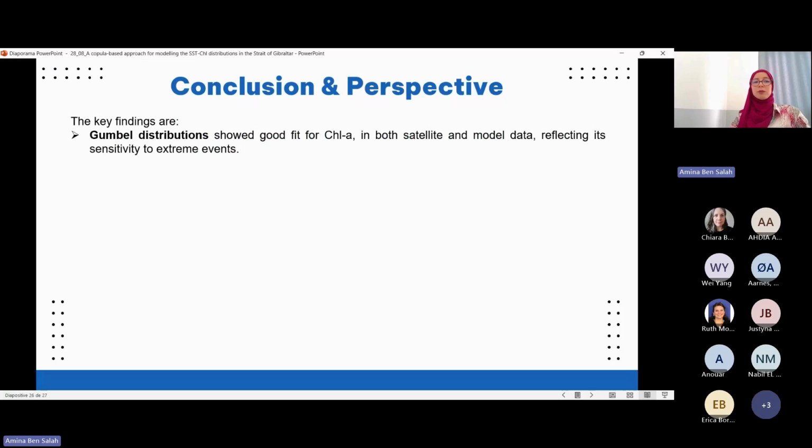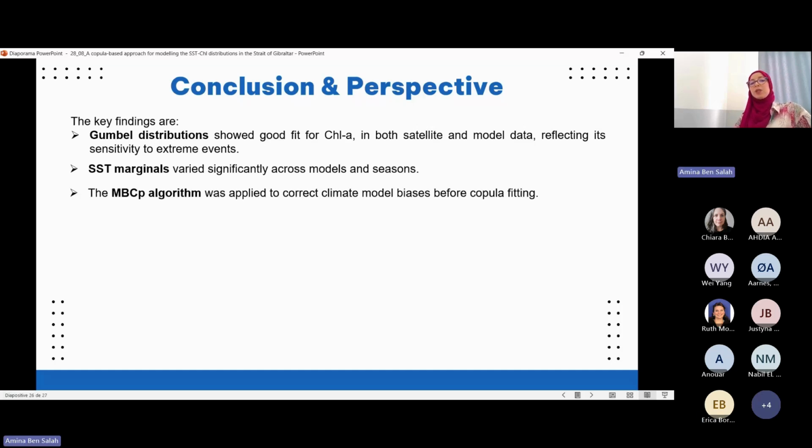So, in conclusion, the key findings are: we found the gamma distribution shows a good fit for chlorophyll-a in both satellite and model data, reflecting its sensitivity to extreme events. The SST marginals varied significantly across model and season. We found the log normal, Weibull, and Gumbel distributions. The MBCP algorithm was applied to correct climate model biases before copula fitting.